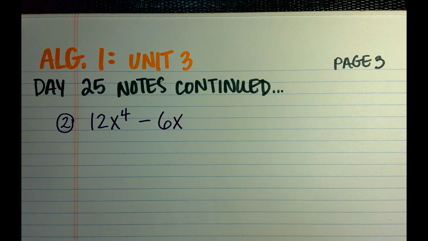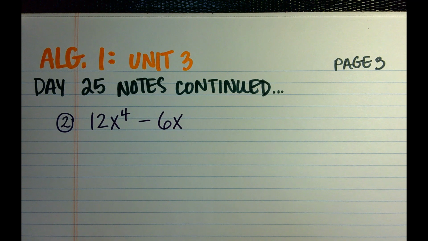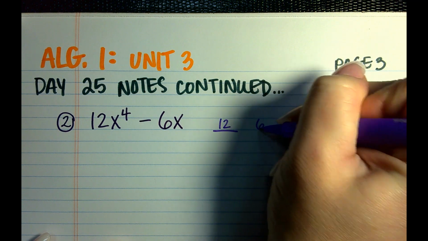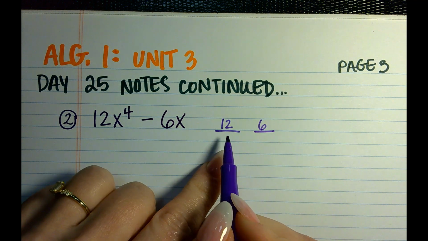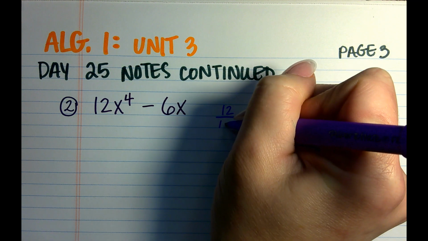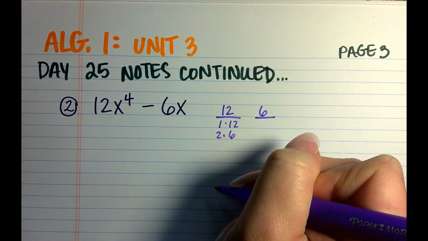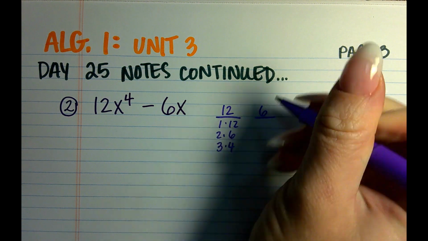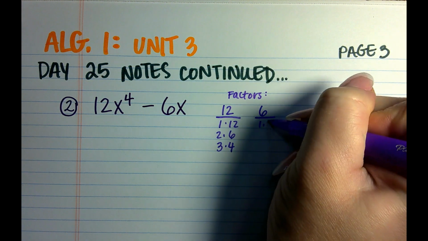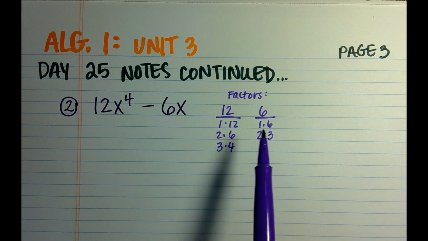So what should I look at first? 12 and 6. Okay, so if you've got that little cheat sheet with your factors listed, somebody tell me, what are some of the factors of 12? 1 times 12, 2 times 6, and 3 times 4. Good. 6 is 1 times 6, and 2 times 3. Okay, so I've got all of my factors listed out.